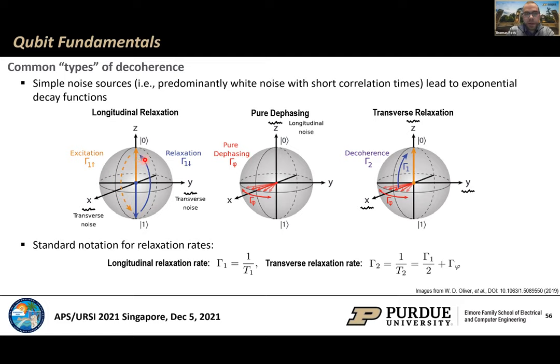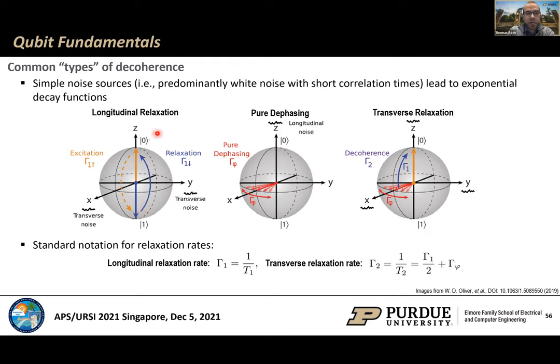Now, this kind of transition from the one state to the zero state can be viewed as a rotation around either the X or the Y axes on the Bloch sphere, so we tend to think of these as being transverse noise sources that drive this type of interaction. Again, it couples to operators that can drive rotations around the X or Y axes, and that's what allows us to spontaneously decay, for instance.